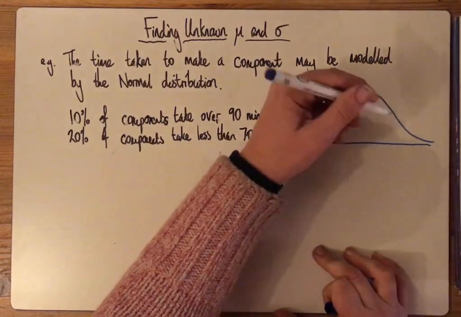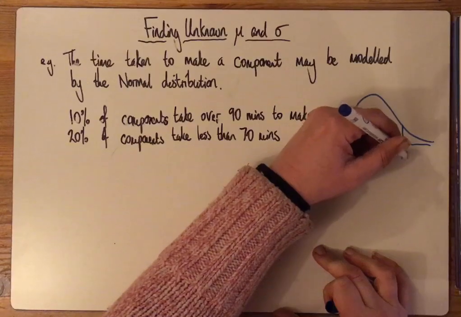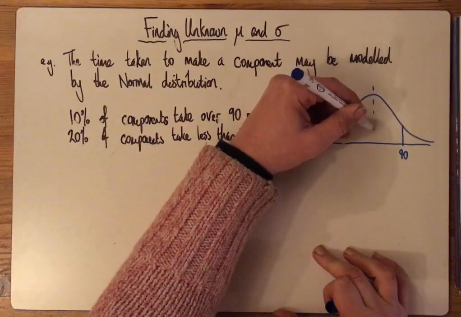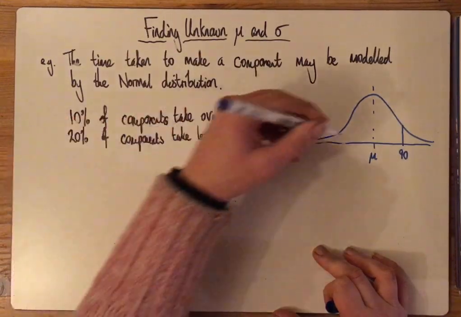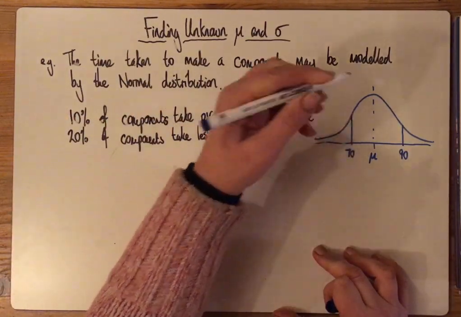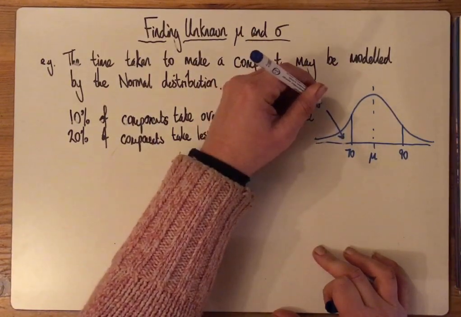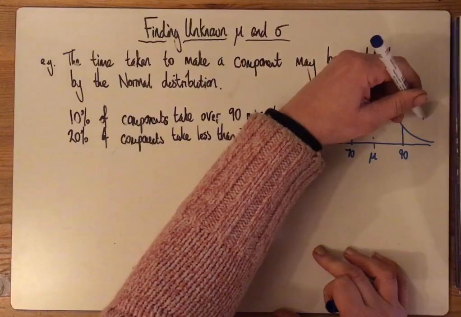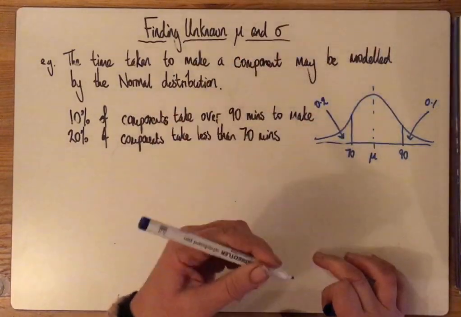So 10% over 90, that is my mean, and 20% less than 70. Not quite sure how realistic that is, but not to worry. So that there has an area of 0.2, and this bit here has an area of 0.1.